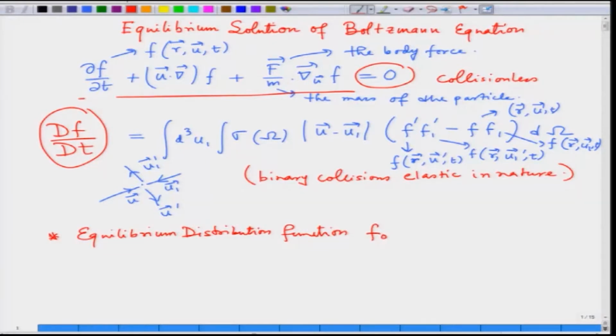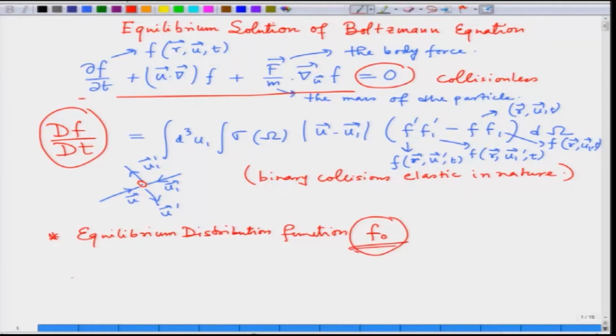Now, one thing I have to mention here: in these 4 terms involving the distribution function, I only changed the u's. Here u prime, u1 prime, u and u prime, but I did not change r. That was because the collisions were assumed to take place at one point in space. So, just before and after the collision no considerable change in position took place. That was the assumption. Now, we will try to formulate F0.